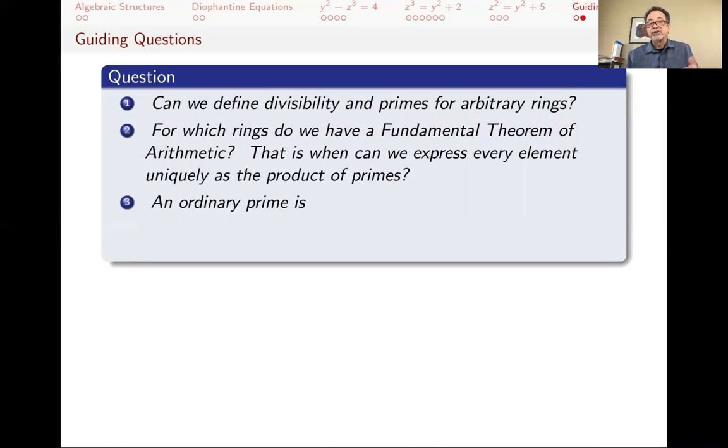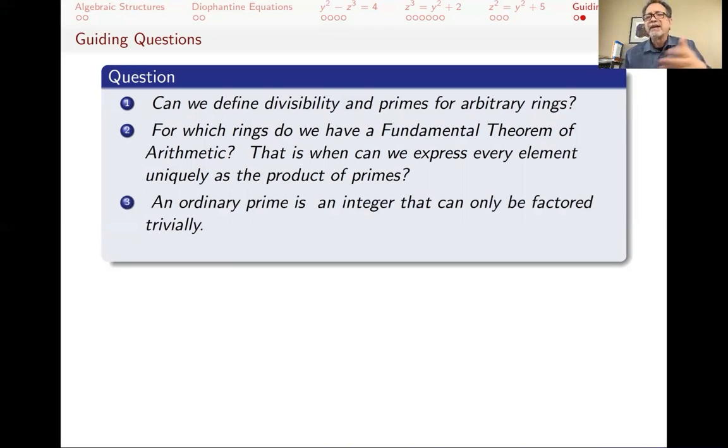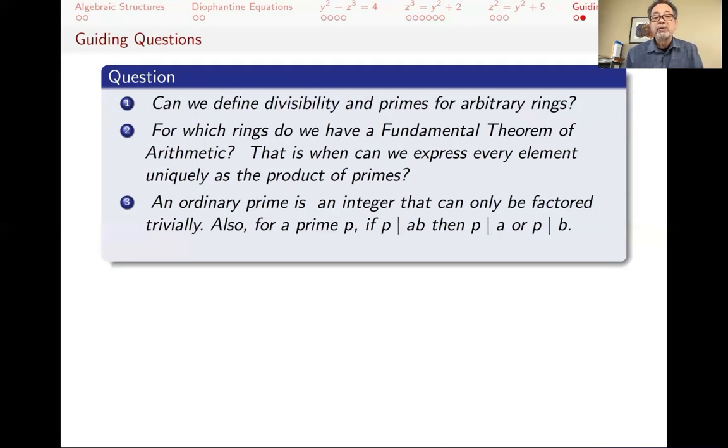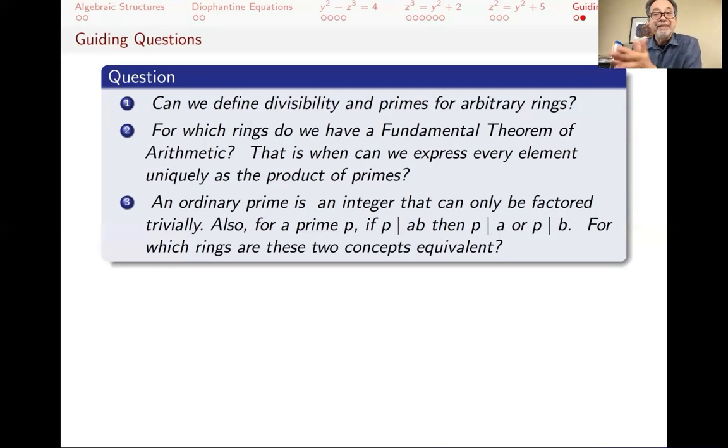And other questions, for example, an ordinary prime: how do we define it? We say that an integer is prime if there's no way to factor it, if it doesn't have any factors other than itself and 1. But also, for a prime p, the property that we actually used was that if p divides a product, then it divides one or the other. For which rings are these two things the same? Being a prime is the same as having this other property. That's a guiding question for us as we go through ring theory.